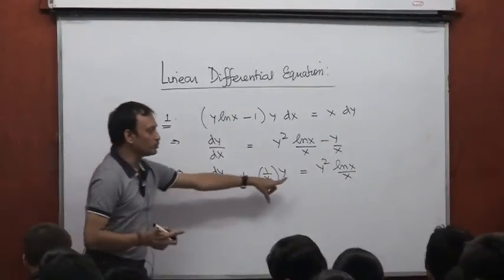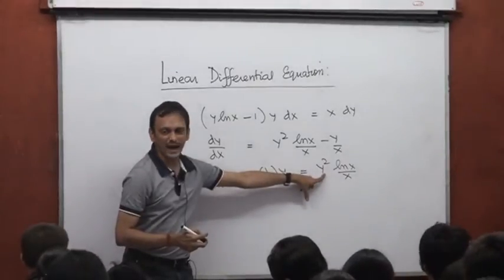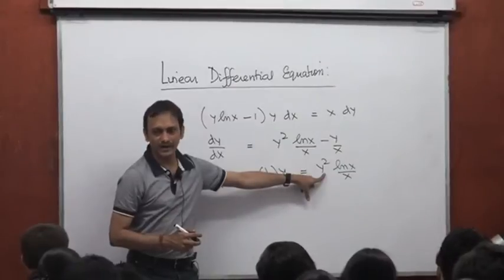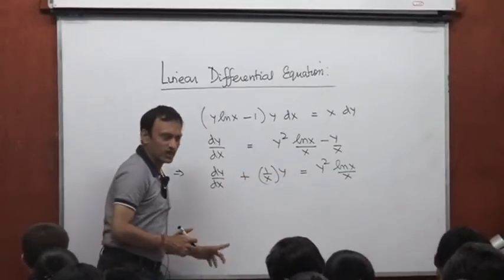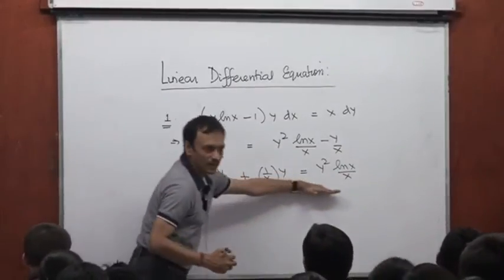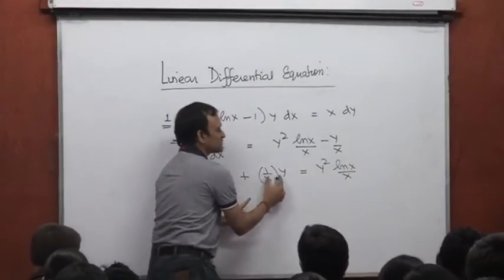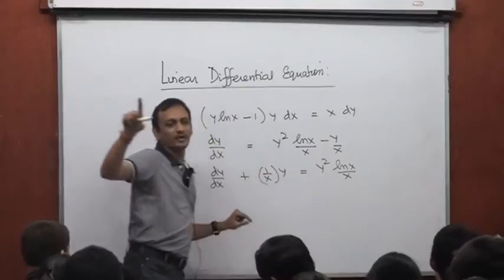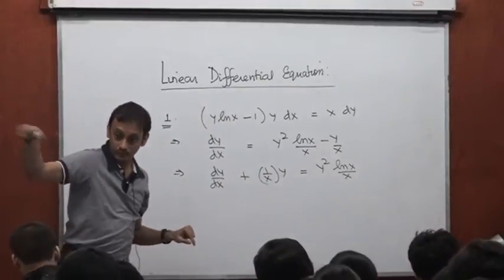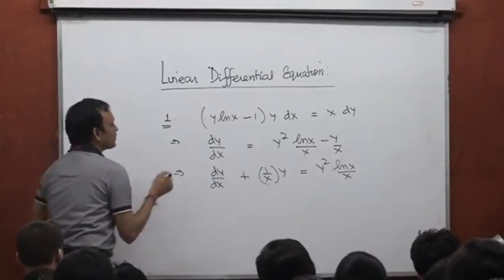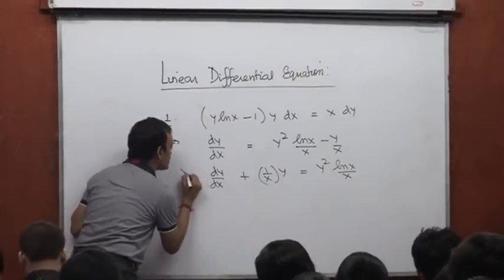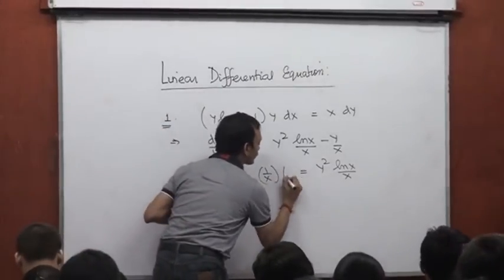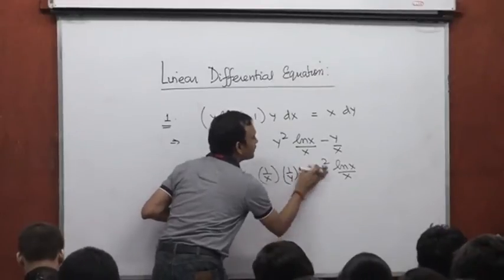What is it that you may want to do now? You may want to divide by y squared, y to power n, right? Divide by y to power n. So divide by y squared both sides. It's now Bernoulli's form: dy/dx plus p into y is q into y to power n. So multiply by y to power minus 2 both sides essentially. If I multiply by y to power minus 2 both sides, then I get 1 by y equals this.